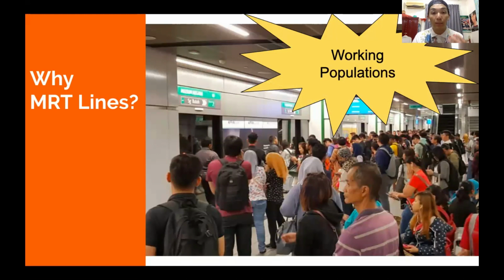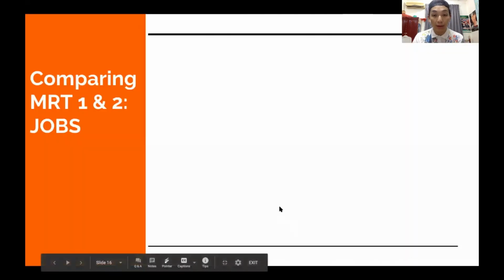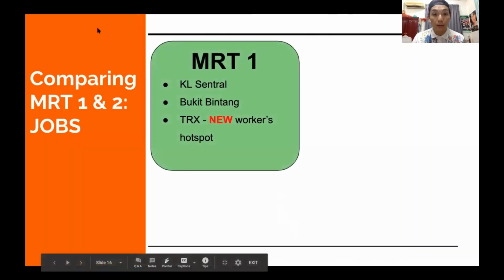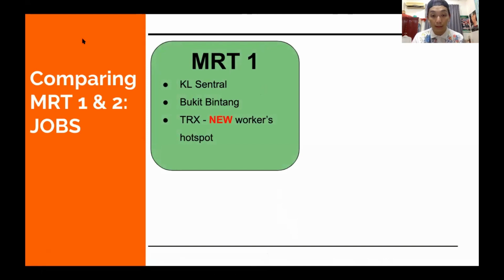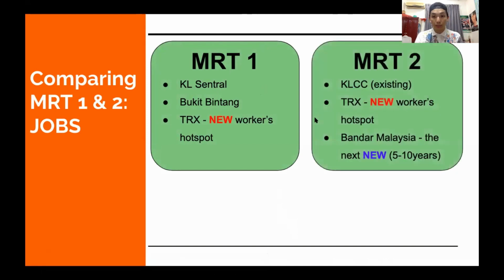So that's why I repeat, property that is accessible, that is walkable to MRT station, is very different from property that you cannot walk to. I mean station, not just the line. So comparing MRT Line 1, you have KL Central, Bukit Bintang, and TRX. MRT Line 2, you can reach KLCC, you can reach TRX, which is the new worker hotspot. And then in the next 5 to 10 years or even 15 years, Bandar Malaysia.